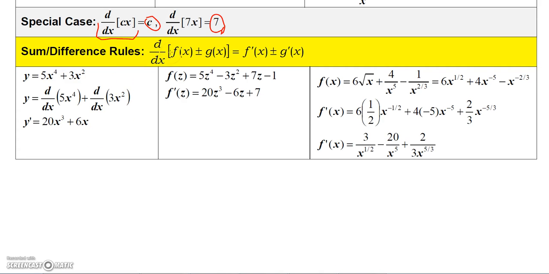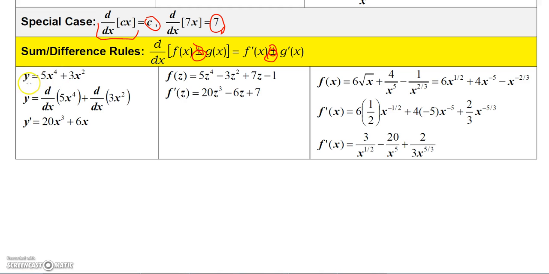Now we have a sum or difference rule that says if you take the derivative of a sum, then that's the sum of the two derivatives. And if you take the derivative of a difference, then that's the difference of the two derivatives. So really this is kind of two rules in one. It's a sum rule and a difference rule.